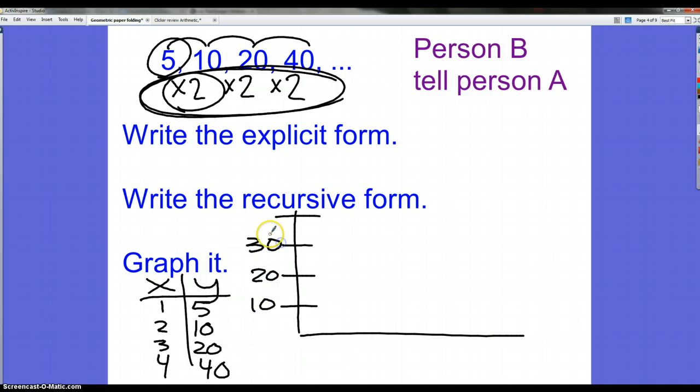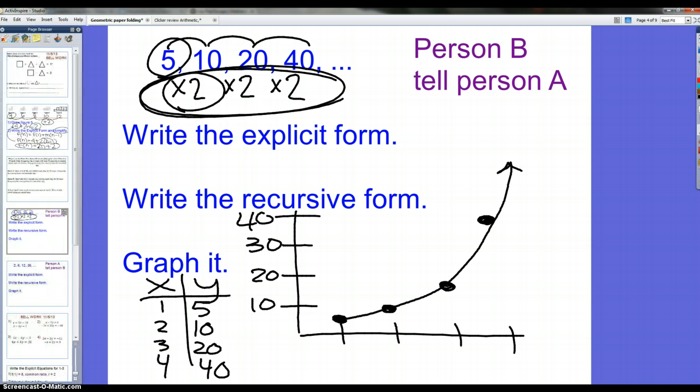When you're writing this, please label your scale. We got 1, 2, 3, 4. So I'm going to go over 1 up 5, over 2 up 10, over 3 up 20, and then over 4 up 40. And so what happens with geometric functions is they actually curve. They are no longer straight. Straight is only when it's adding or subtracting.